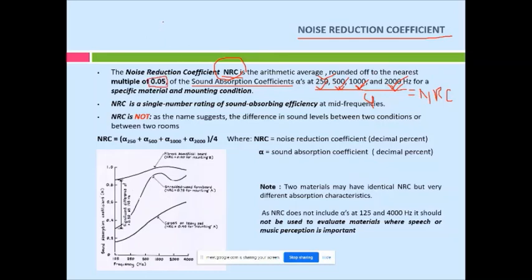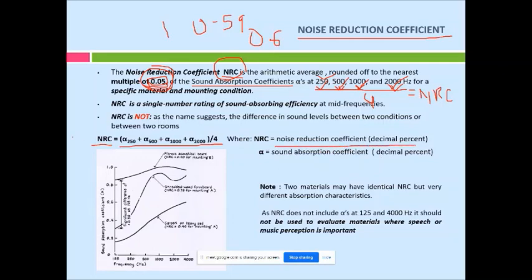Suppose we are getting 0.59 or maybe 0.49, so we can write 0.6 and 0.5. It will be multiples like this, 0.6 we can write, or 0.54, so we can write 0.55 like this. So this is the NRC. Again, yes, this is the simple formula. Noise reduction coefficient is the average of alpha at 250 Hz, 500, 1000 and 2000. So that is noise reduction coefficient.